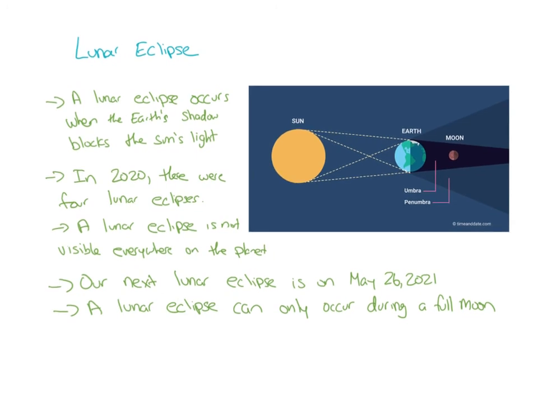Lunar eclipse. A lunar eclipse occurs when the Earth's shadow blocks the sun's light. In 2020, there were 4 lunar eclipses. A lunar eclipse is not visible everywhere on the planet. Our next lunar eclipse is on May 26, 2021. A lunar eclipse can only occur during a full moon. So basically what happens, the moon's light is blocked out by the Earth. The Earth blocks the sun's path of light, and the moon appears to be red during an eclipse.